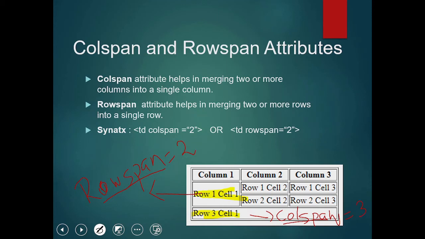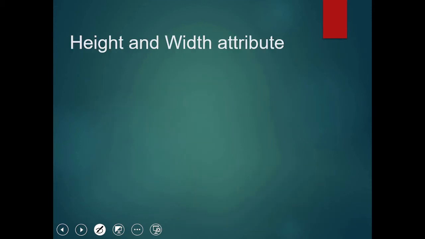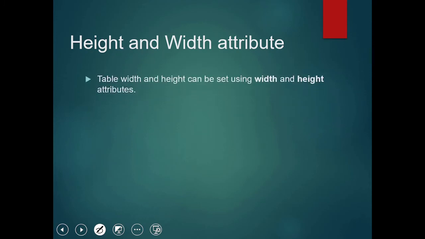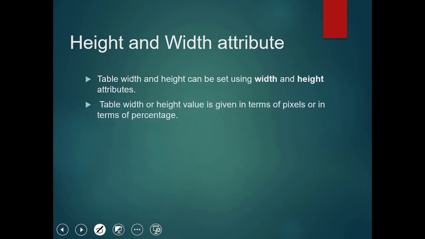The next attribute is the height and width attribute. Now for a table, you can give a height and a width. It will be applied to the columns as well. So table width and height can be set using width and height attributes. Table width or height value is given in terms of pixels or in percentage. The same is what we have followed for all the other values as well, either in pixels or in percentage.